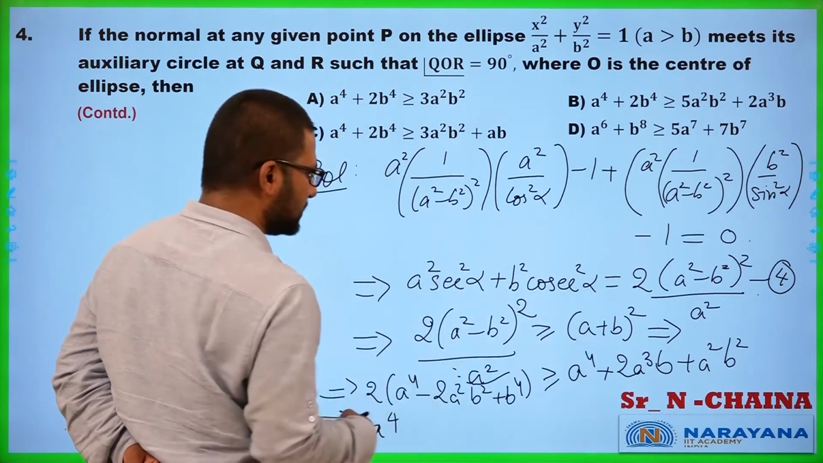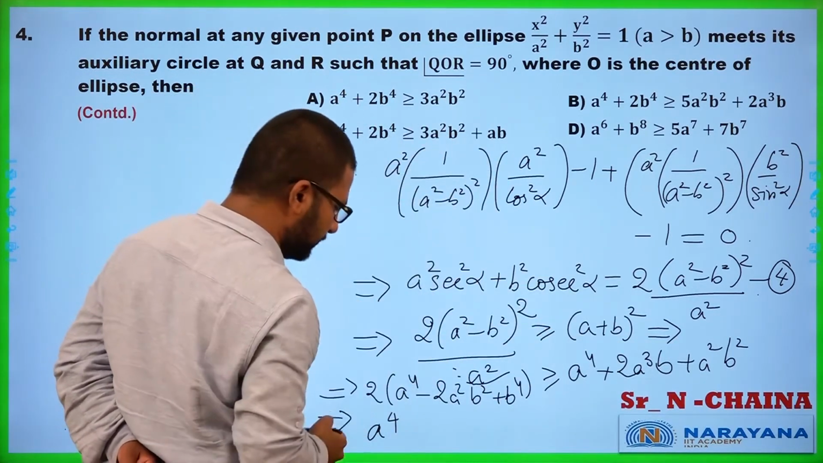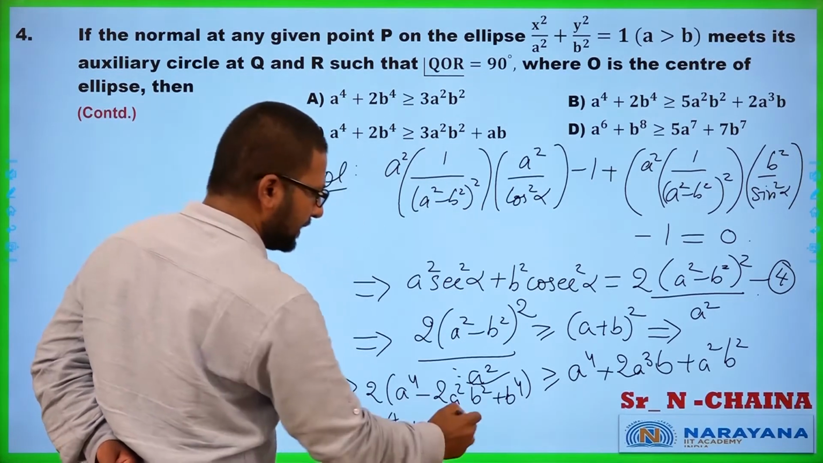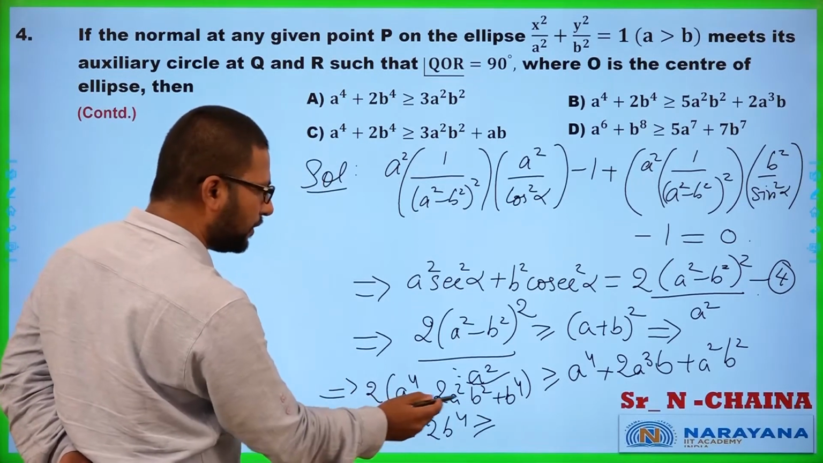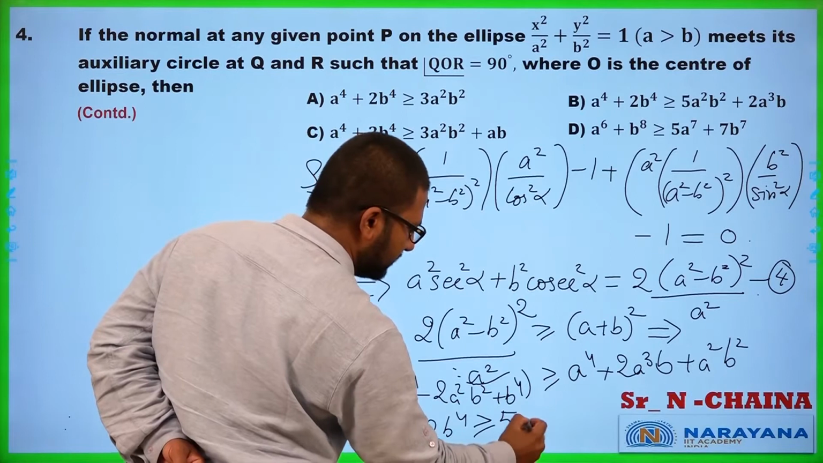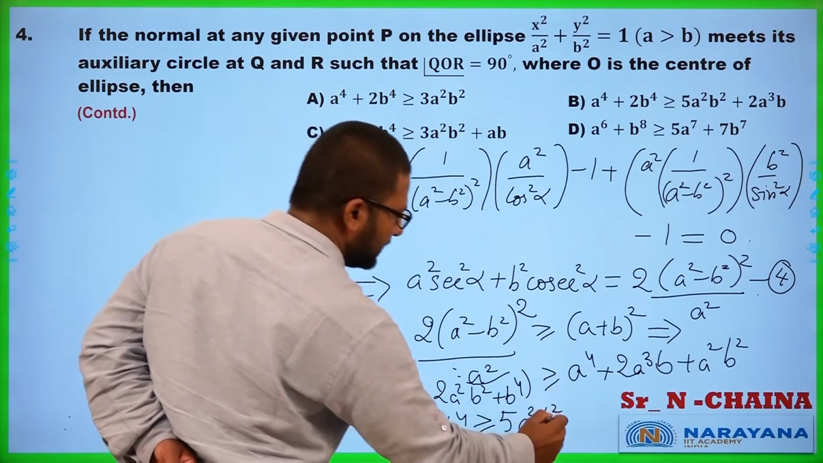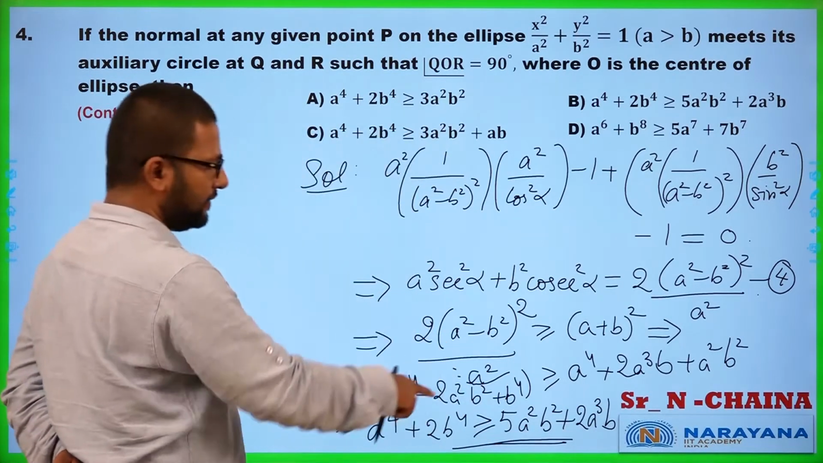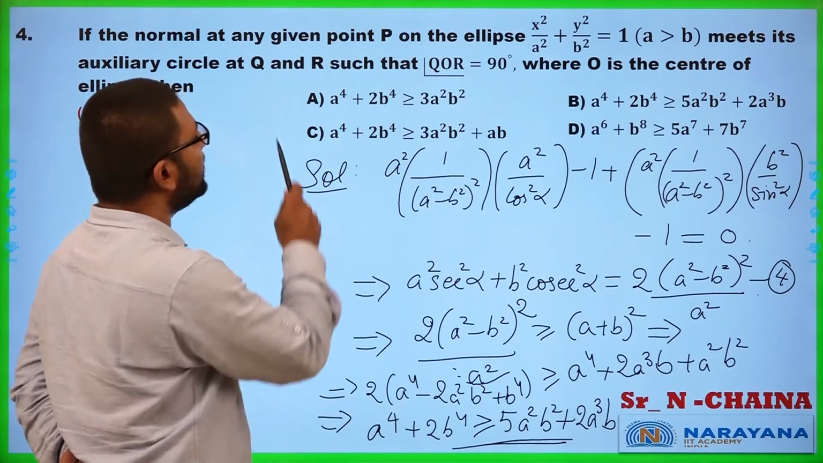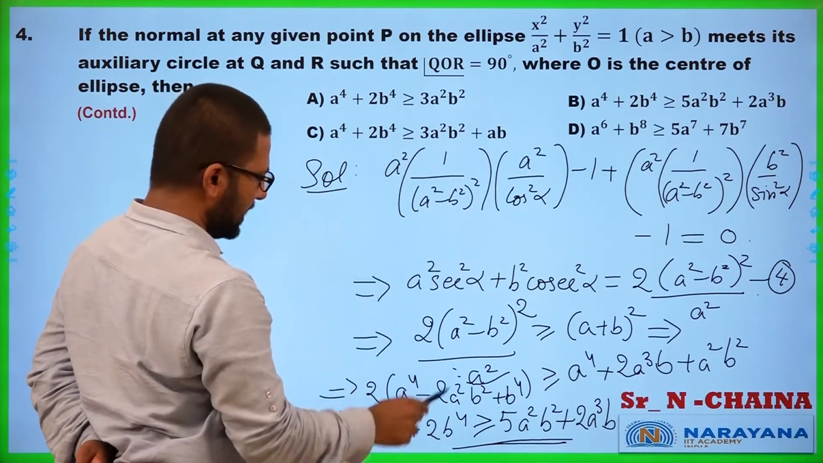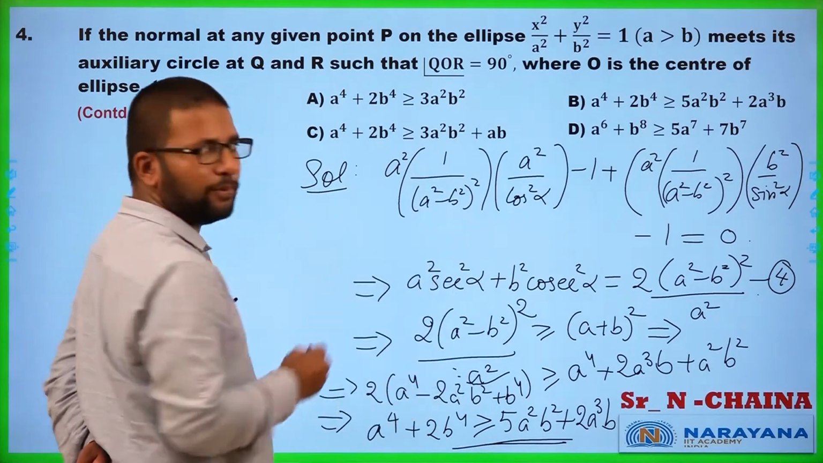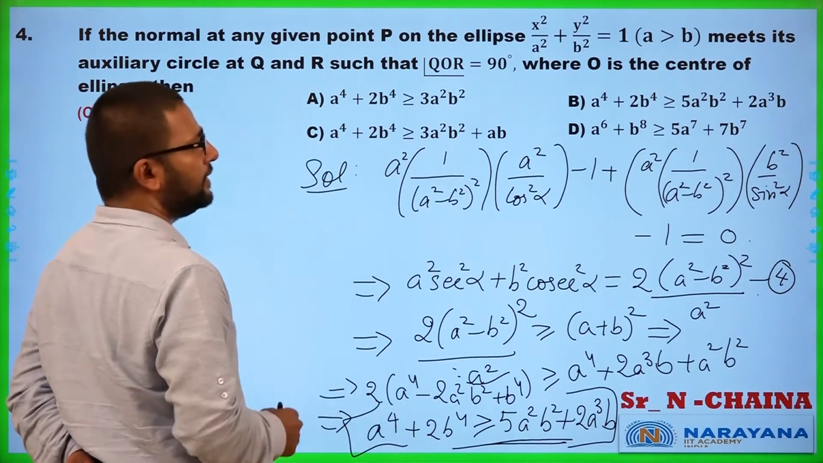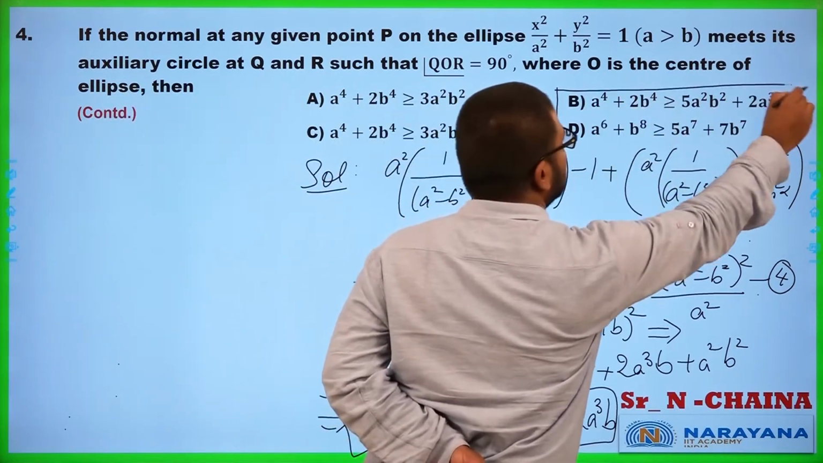Let us keep that on the RHS, because we want only a raised to 4 and b raised to 4 terms on the LHS. So again there will be a 2 b raised to 4 is greater than or equal to, take the minus 4 a square b square to RHS, so 5 a square b square and then plus 2 a cube b. Can you see that? We have reached our answer, because a raised to 4 plus 2b raised to 4 there, and then 5a square b square and 2a cube b. Got it? So that is your answer. Yes, this one, option B.